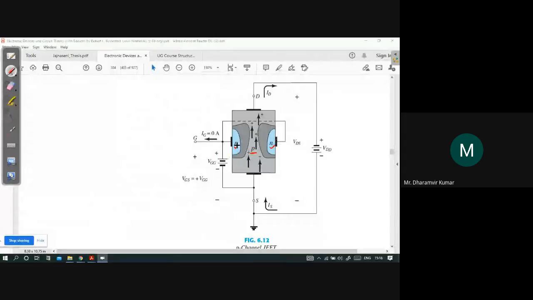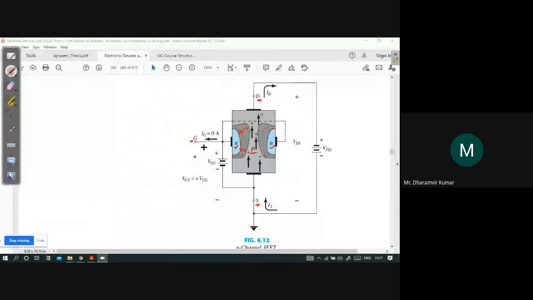So we will still have two PN junctions. One PN junction will be forming here, and the other PN junction will be forming here, and we are having two depletion widths again like this. The depletion width is more at the top than at the bottom, the same thing as in the case of the n channel JFET. This is the drain, this is the source, and this is again the gate terminal.